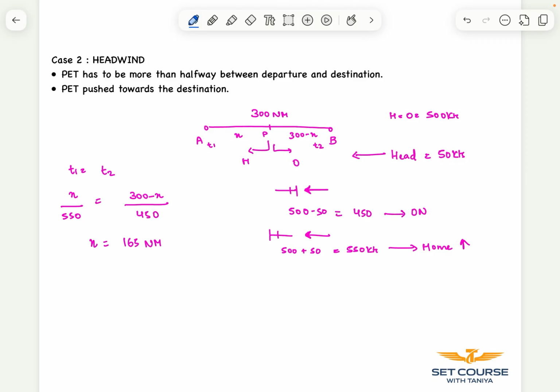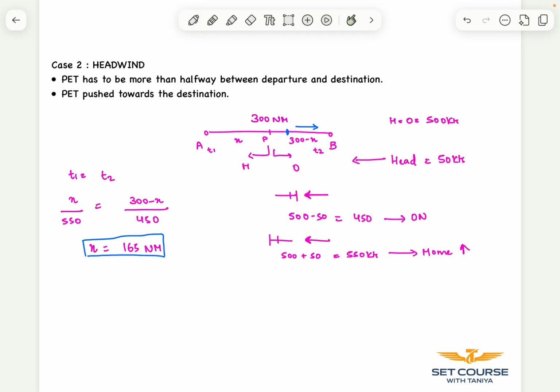So in this case, our point of equal time has shifted towards the destination, as our x is greater than our d minus x. So we can conclude that in case of headwind, our point of equal time is pushed towards destination. A similar case of tailwind you can try on your own, and you'll get to know that in case of tailwind, our point of equal time shifts toward the departure.